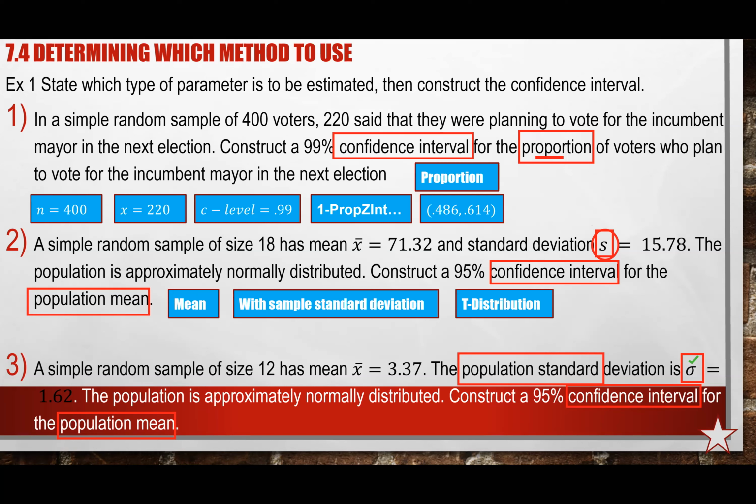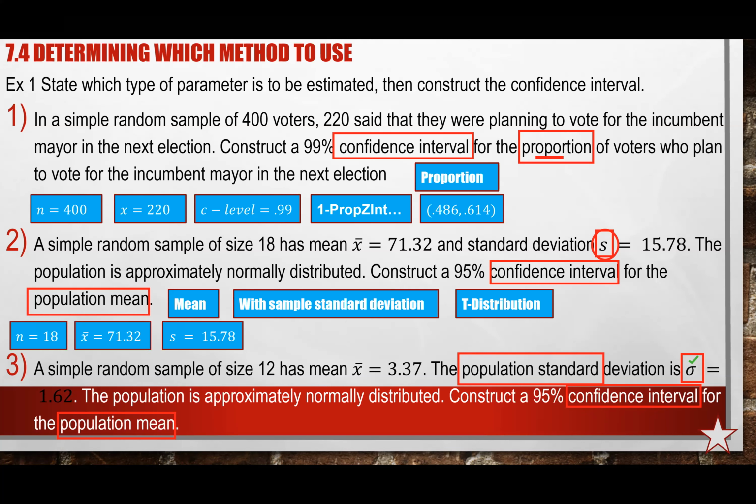The reason I wrote the T distribution is if for some problem they ask you for a T critical value, you have to use their T distribution table, which you need the degree of freedom and then you need the percentage, okay? So now once you identify that we're using the T, this is what we have: we have the N, we have the X bar, we have the S, and we have the level, right? Those are the four items we need. Those are the four items that we will use or we have to use to find this critical value.